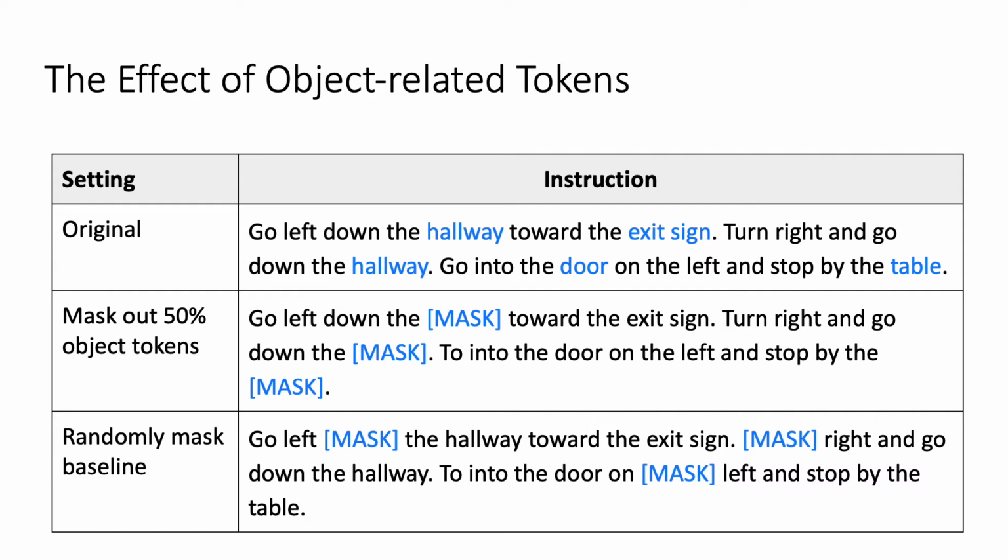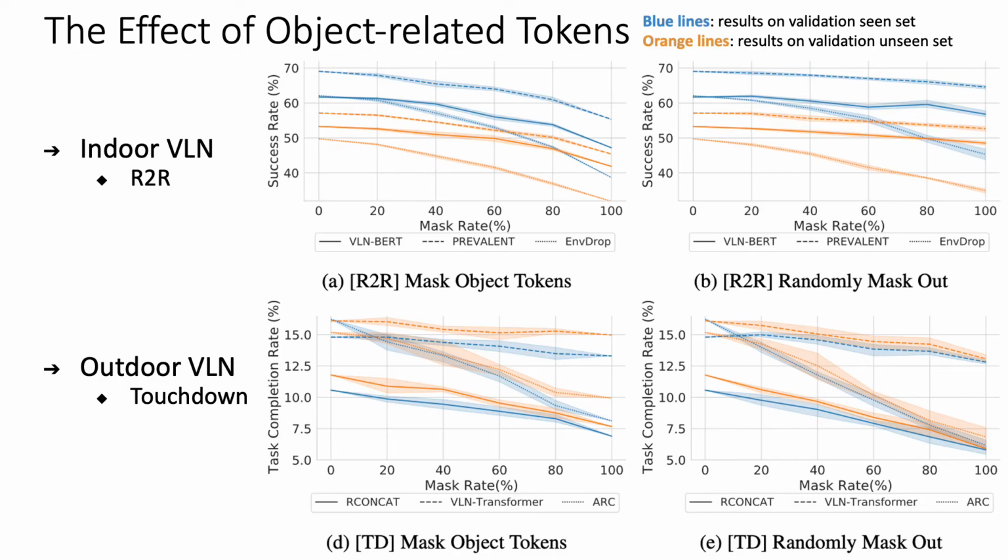Here, in this example, there are 6 object tokens in the original instruction, marked out in blue. If we randomly mask out 50%, then 3 will be replaced by the mask. Here we show the model's navigation performance when different proportions of object tokens are masked out.